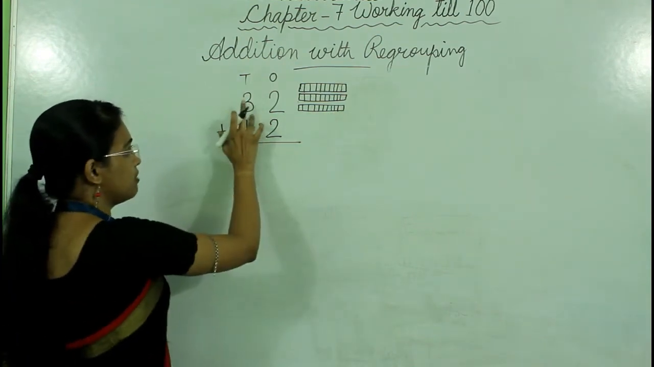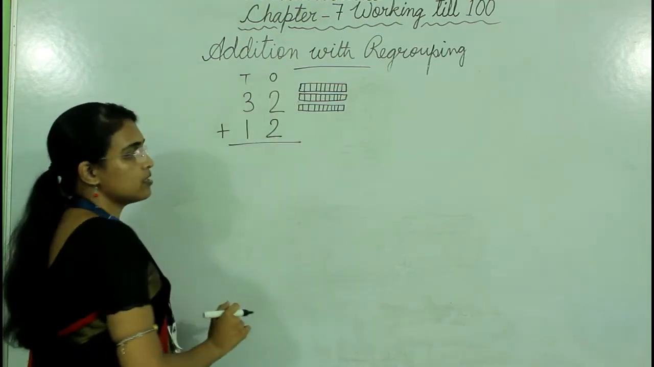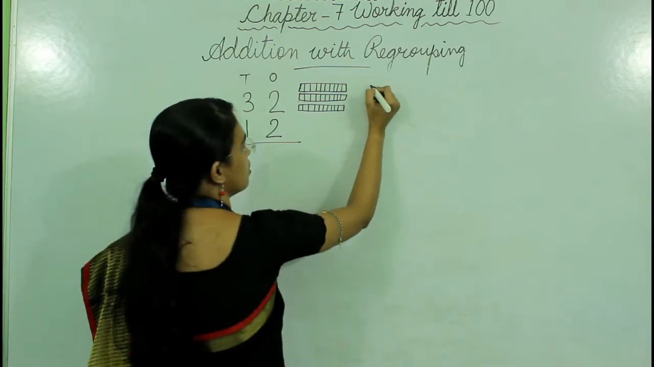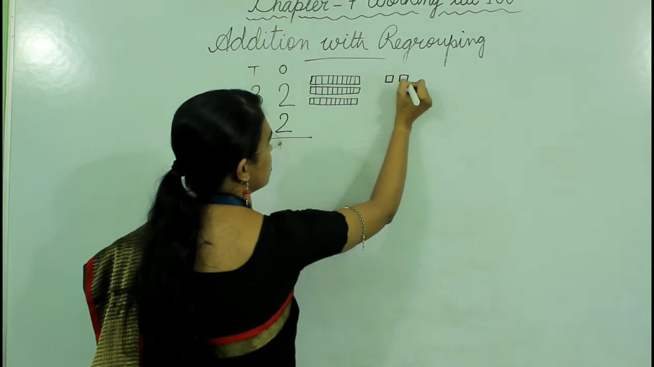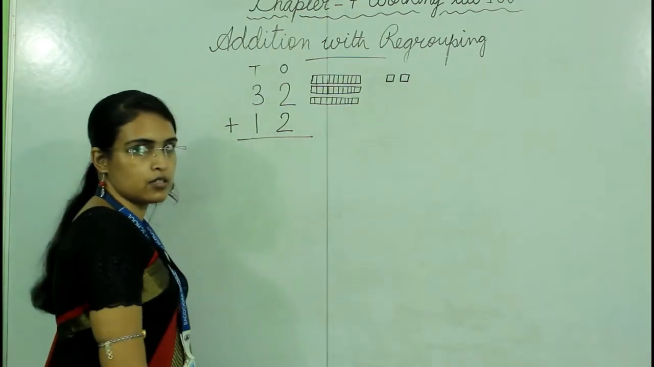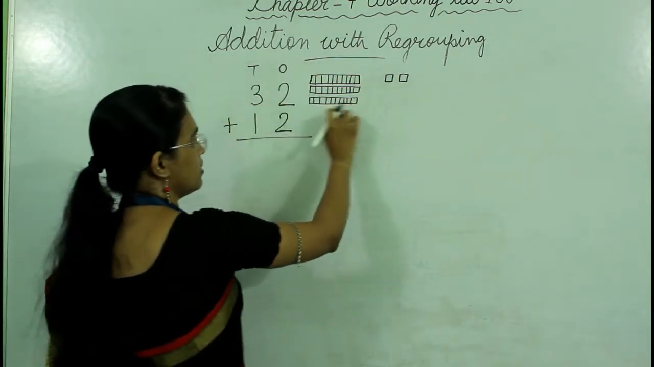Now after we have done this one, now we will do this. 2 is in which place? 1's place. So how many blocks? We have to draw 2 separate blocks because 2 is in the 1's place. Okay, now we have written this.